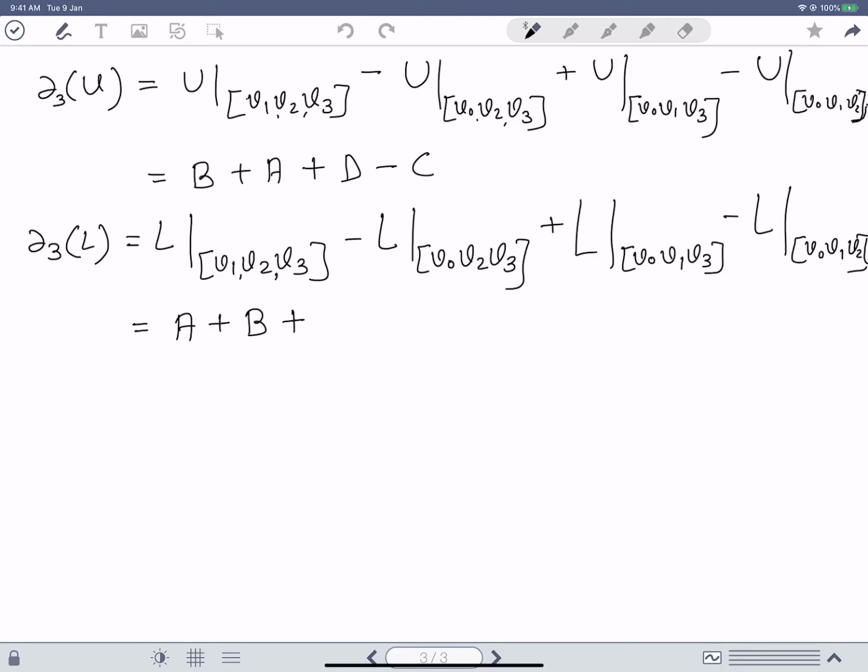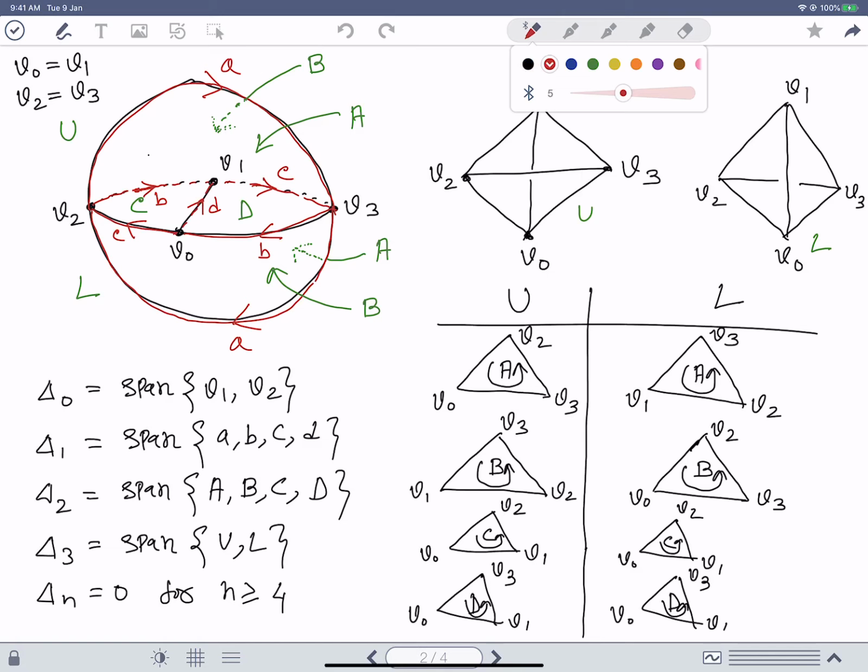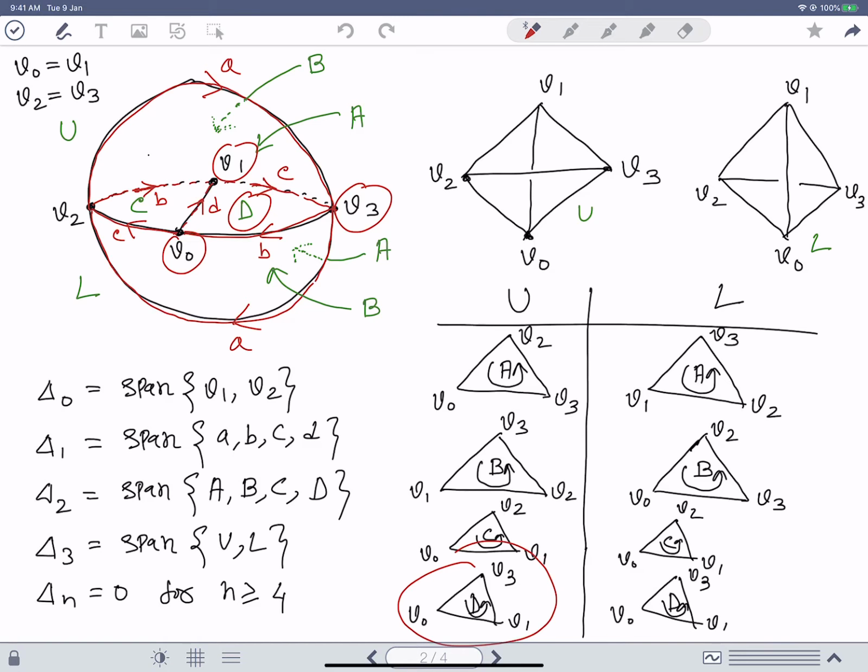Now plus we have L, this is over V0, V1, V3. So V0, V1, V3. So we have D. Now D means we have already seen that this is a positive sign, right?